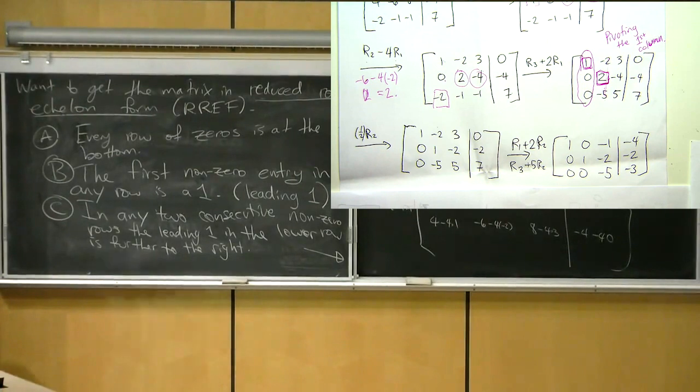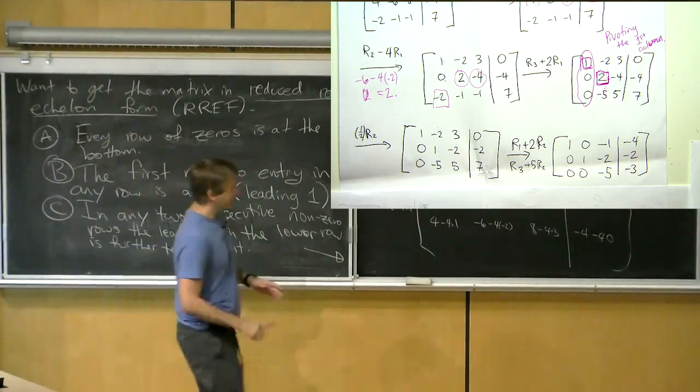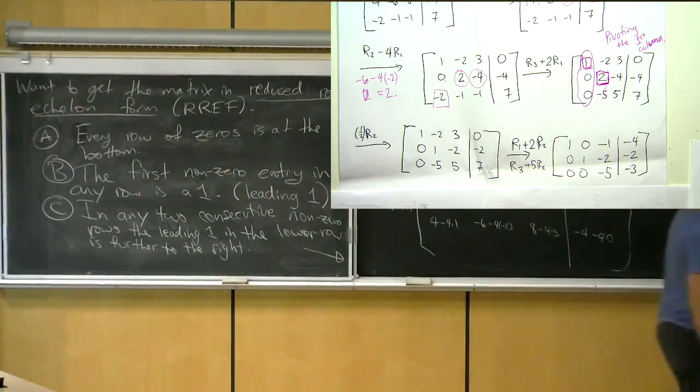So this will save you a lot of writing if you can occasionally do 2 steps at once. Otherwise, you're going to have to do a lot of writing. But here I'm just doing exactly what I wanted to do. I'm saying I take my first row, I add 2 times the second one to get rid of that 2, that negative 2.